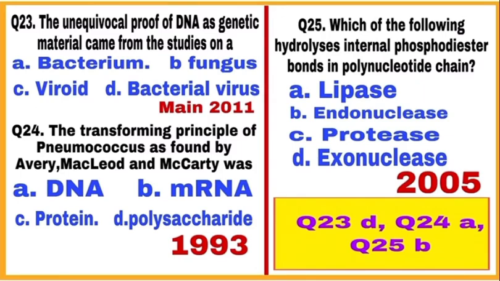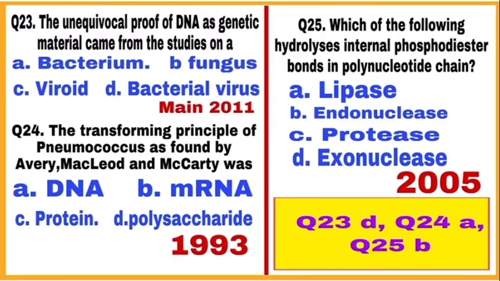Question 24. The transforming principle of pneumococcus as found by Avery, MacLeod and McCarty was. Work of Avery, MacLeod and McCarty proved that it was DNA and not proteins or RNA which could transform pneumococcus bacteria, and concluded that DNA is the hereditary material. So, mark A, DNA as a correct answer.